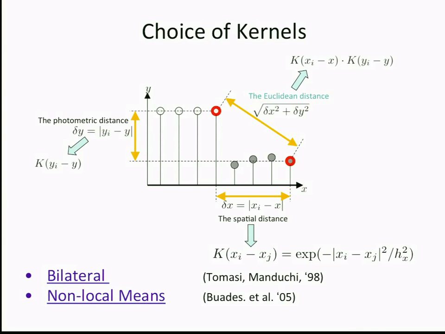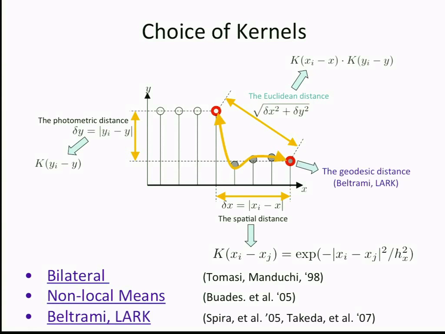And the non-local means essentially ignores the spatial distance and says, I don't care how far away pixels are in space. All I care about is how different they are or how similar they are in terms of their gray value. And that's what you get. And this by no means is the end of the story. You can choose all kinds of different ways to measure similarity or dissimilarity between pixels.